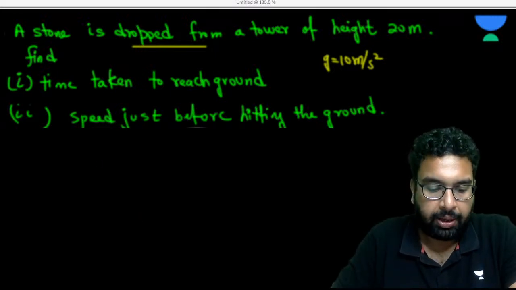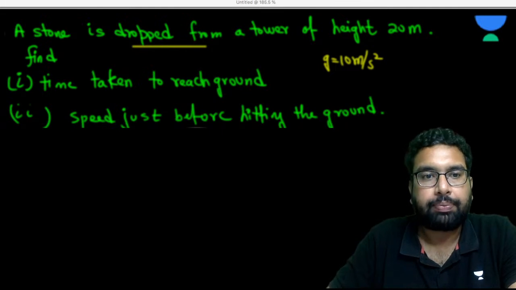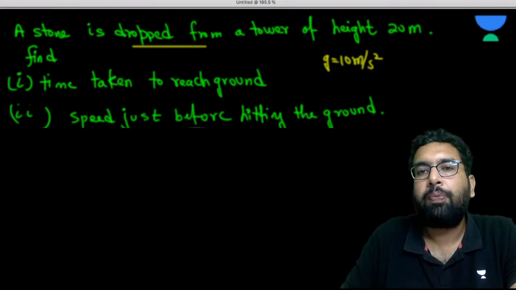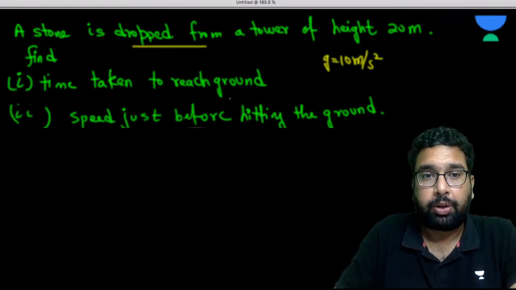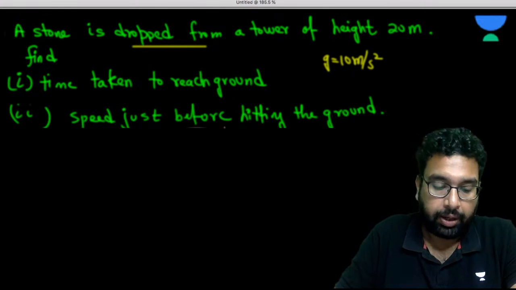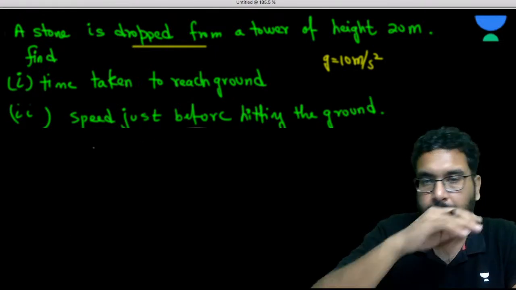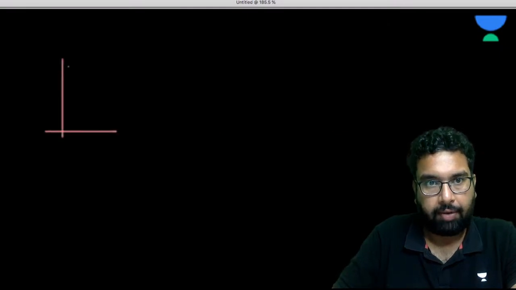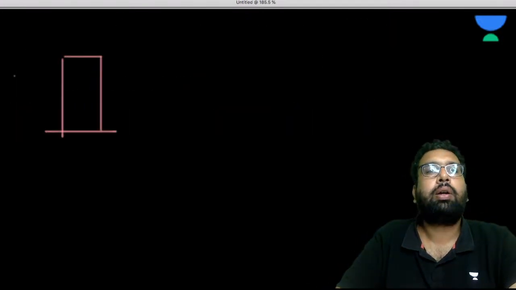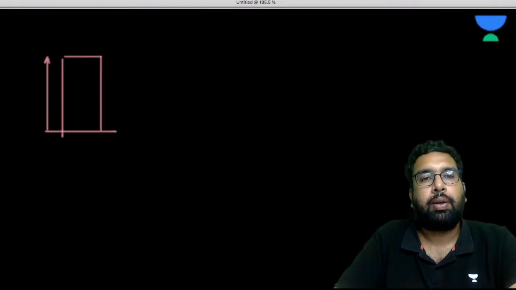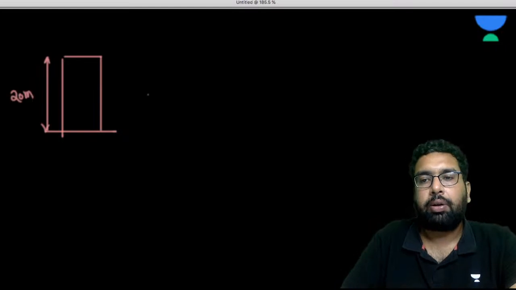So how can we deal with it? A stone is dropped from a tower of 20 meters. Find the time taken to reach the ground and the speed just before hitting the ground. First of all, please draw the figure. We have a tower, and the height of this tower is 20 meters.